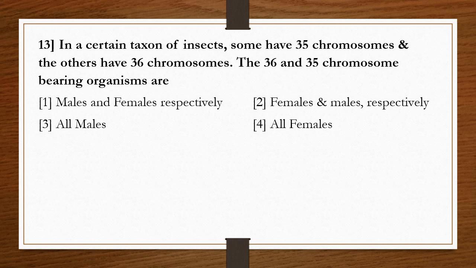In a certain taxon of insects, some have 35 chromosomes and the others have 36 chromosomes. The 36 and 35 chromosome bearing organisms are: option 1, males and females respectively; 2, females and males respectively; 3, all males; 4, all females. So now let's see.